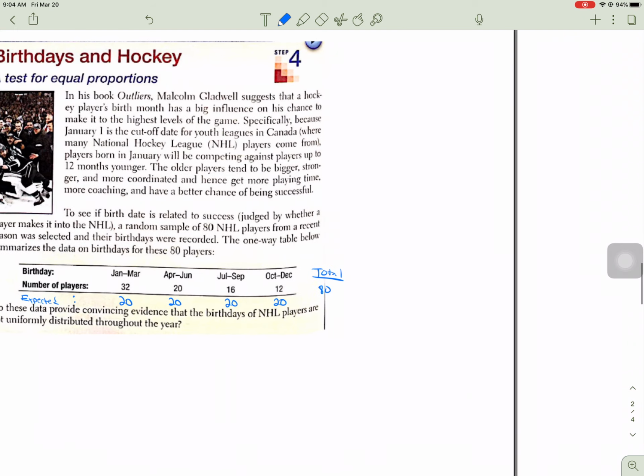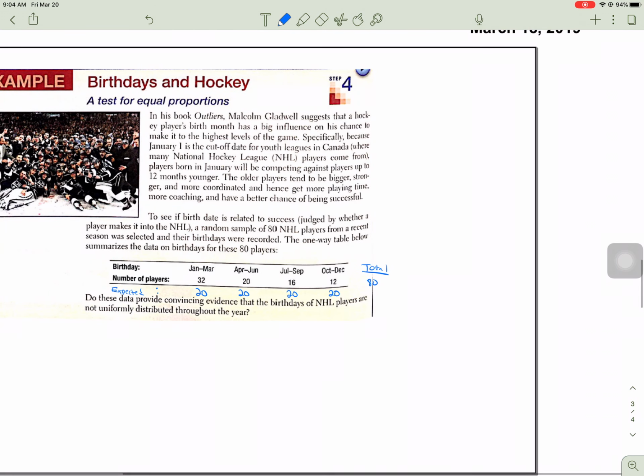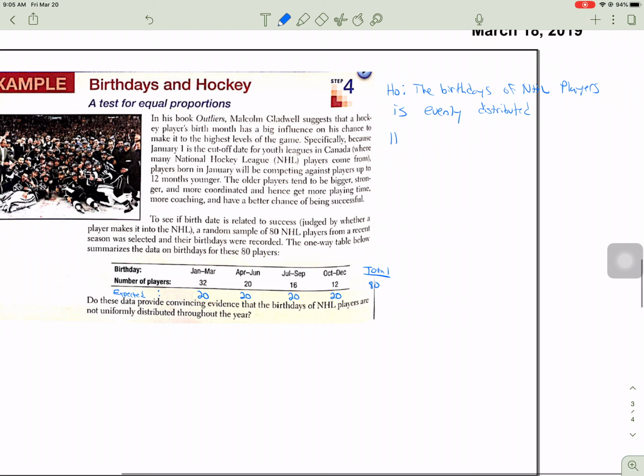So first up, we need our hypotheses, right? For all you people who like phantoms, need your hypotheses. Now, you don't really need parameters because we're using a sentence here. So your null hypothesis, let's assume the birthdays of NHL players are, and this is the first time I think we've done one of these, evenly distributed. Because assume nothing's going on means that it should be evenly distributed. And alternatively, we're looking for evidence that the birthdays of NHL players are not evenly distributed.